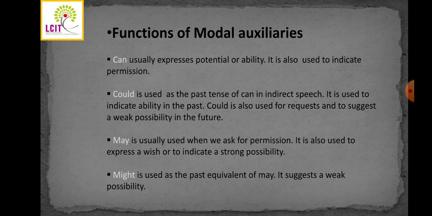Now, next is might. Might is used as the past equivalent of may. Like for can it was could, for may it is might. Now may indicated strong possibility. Might indicates weak possibility. For example, we might leave town next week. We are not sure, but it is possible that we might leave. So it is not a strong possibility, but it is a weak possibility.